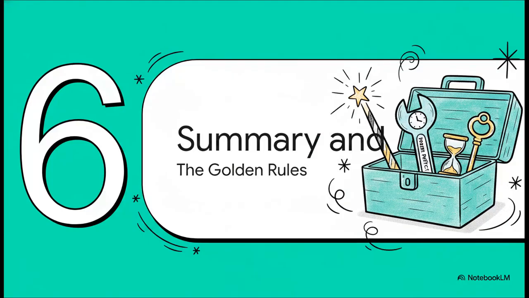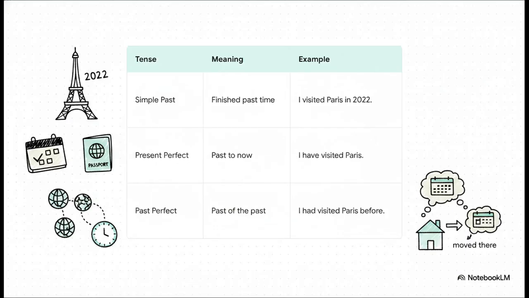Which brings us to our final stop, Section 6. Let's do a quick summary and recap of our golden rules. Let's use this to lock in today's key takeaways. Rule number 1. Use the simple past for a finished time, like I visited Paris in 2022. Rule number 2. Use the present perfect for a connection to now, like an ongoing life experience. I have visited Paris 3 times. And rule number 3, use the past perfect for the past of the past when you need to show sequence, like I had visited Paris before I moved there.